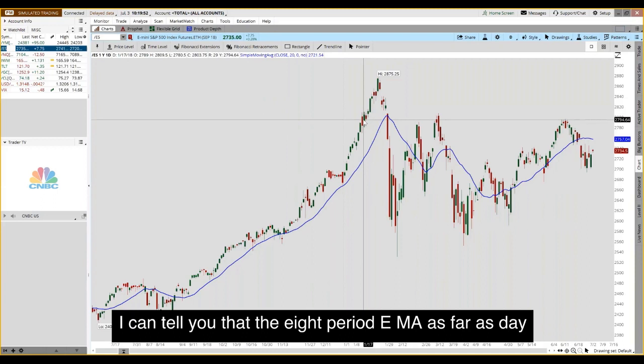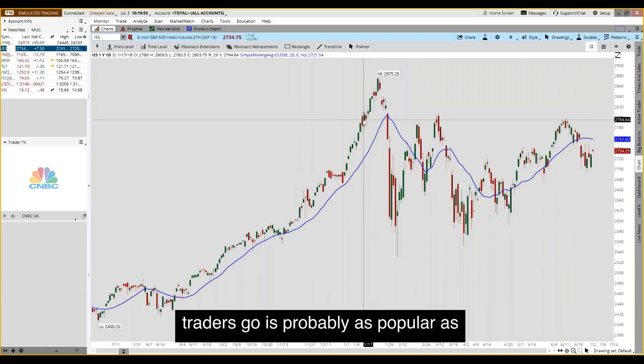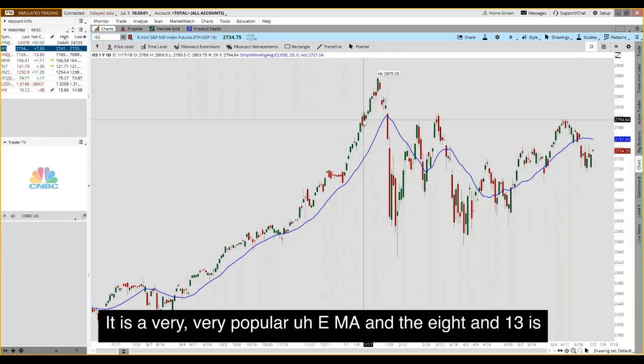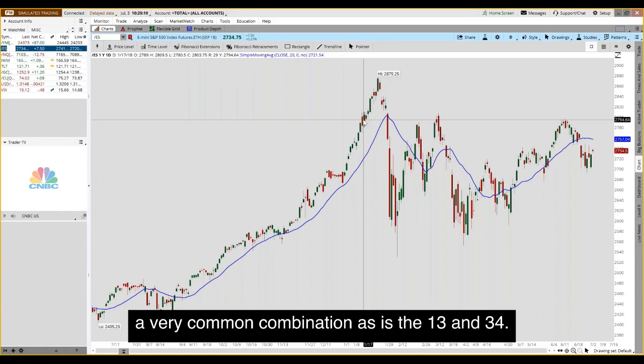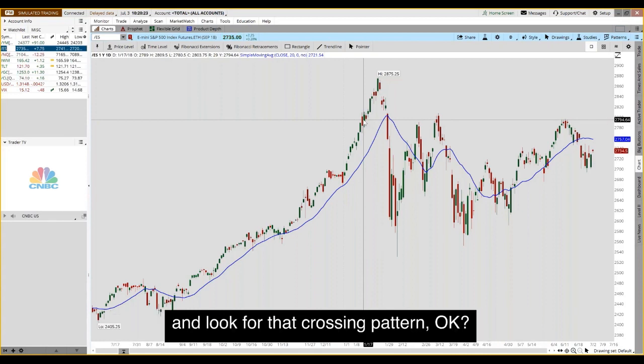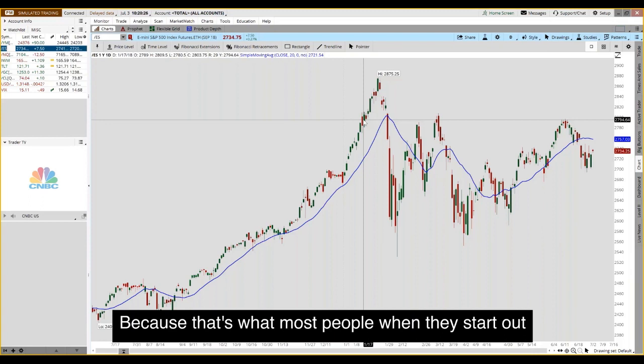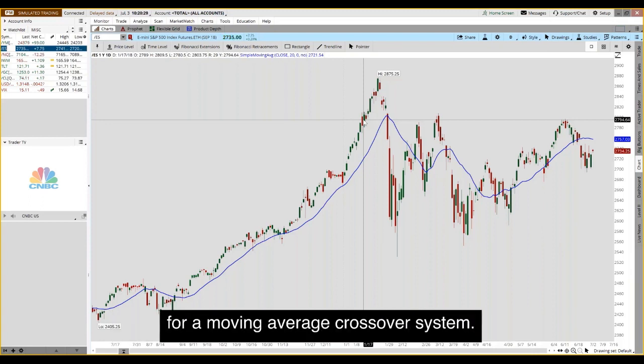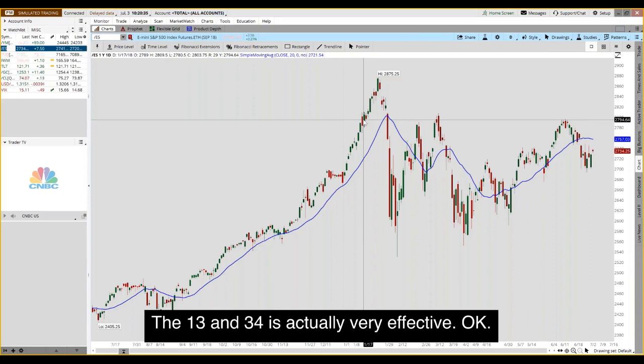I can tell you that the 8-period EMA, as far as day traders go, is probably as popular as the 20 is with swing traders. It is a very, very popular EMA, and the 8 and 13 is a very common combination, as is the 13 and 34. So if you want to plot a 13 and 34 EMA on your chart and look for that crossing pattern, because that's what most people look for when they start out trading, a moving average crossover system, the 13 and 34 is actually very effective.